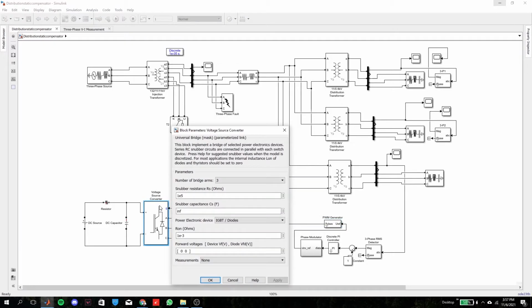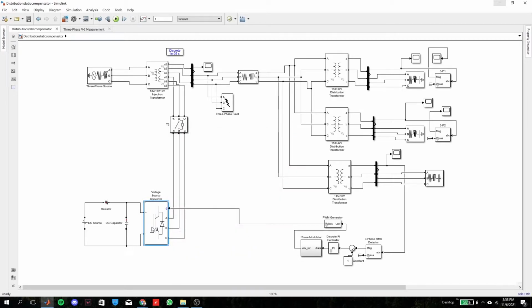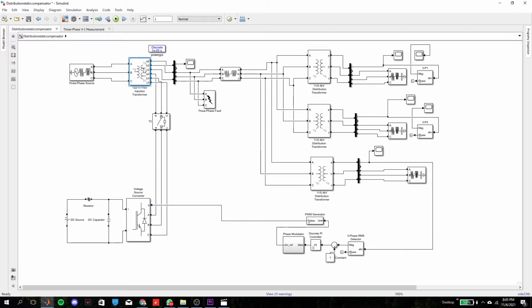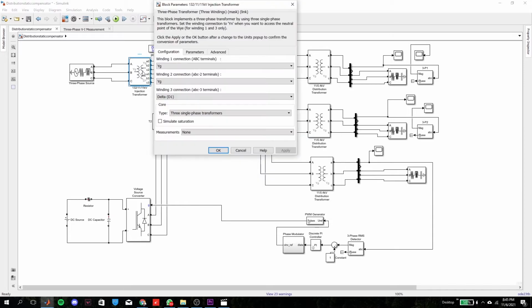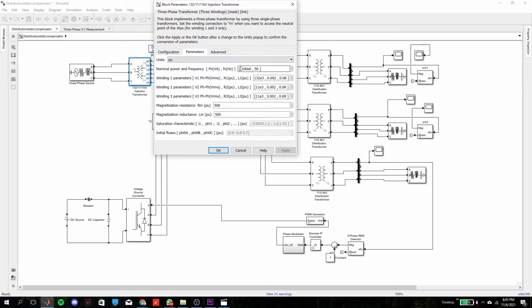For the voltage source converter, a two level, 3 arm IGBT is used as the switching device. The voltage source converter receives energy from the energy storage circuit, which consists of a DC capacitor, resistor, and DC source. It converts DC voltage to AC voltage and injects the voltage to the injection transformer. The injection transformer is lumped together with the main intake substation transformer, and a three-phase winding transformer is used.